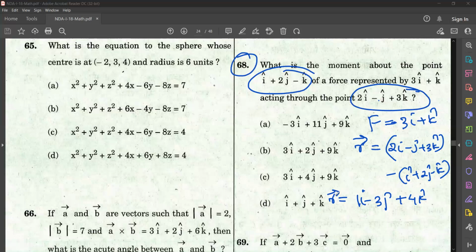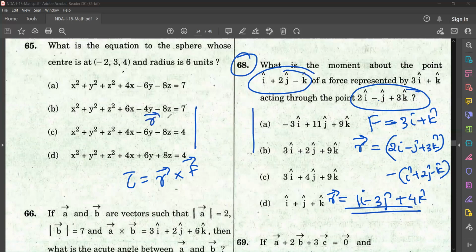Then you are given the force, and we got the perpendicular vector. So how to find the moment? Moment tau is equal to r cross f, isn't it? r cross f. So we have the r vector and we have the f vector. How to do the cross product? Cross product means r cross f.